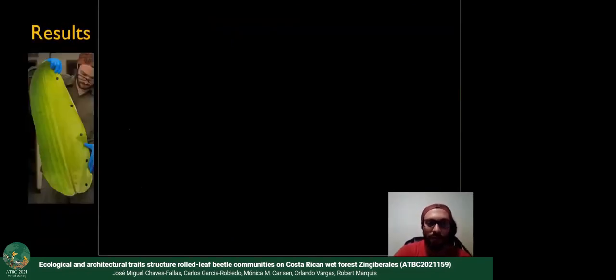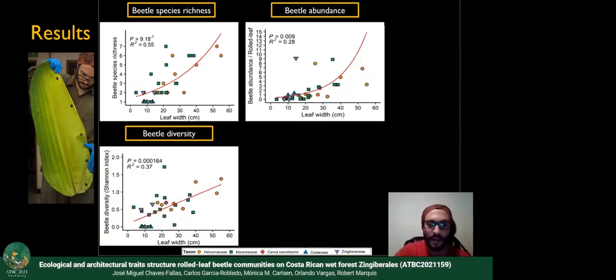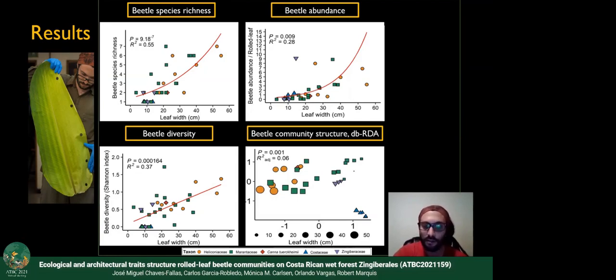As results, we found that out of the seven traits, only leaf width had an effect structuring roll leaf beetle communities. On this graph, each data point represents a host plant species, and they are colored by the family that they belong to. We found that leaf width has a positive effect on beetle species richness, beetle abundance, and beetle diversity. In other words, the wider the leaves are, the more beetle species, the more beetles, and the more diverse their communities are. Lastly, through an ordination analysis, we confirmed the effect of leaf width on beetle community structure.